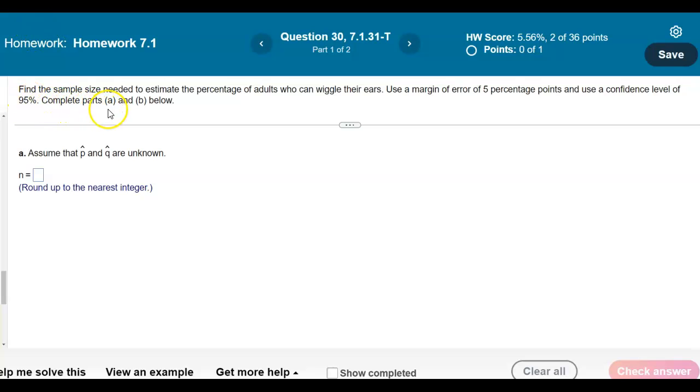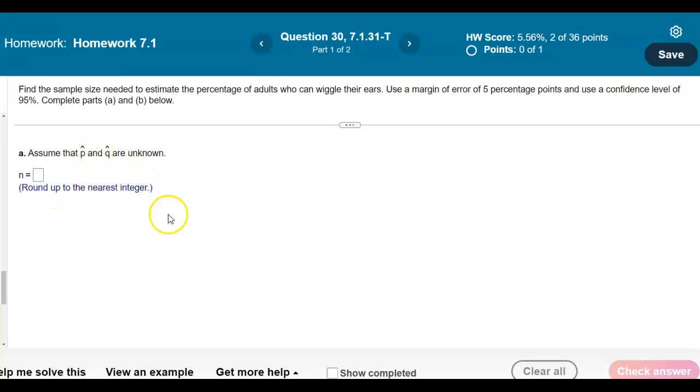Here we want to find the sample size needed to estimate the percentage of adults who can wiggle their ears. Use a margin of error of 5 percentage points and a confidence level of 95% and complete parts A and B below. For part A, it says assume that the point estimate and the complement of the point estimate are unknown. So if it's unknown, then we need to use a certain formula.